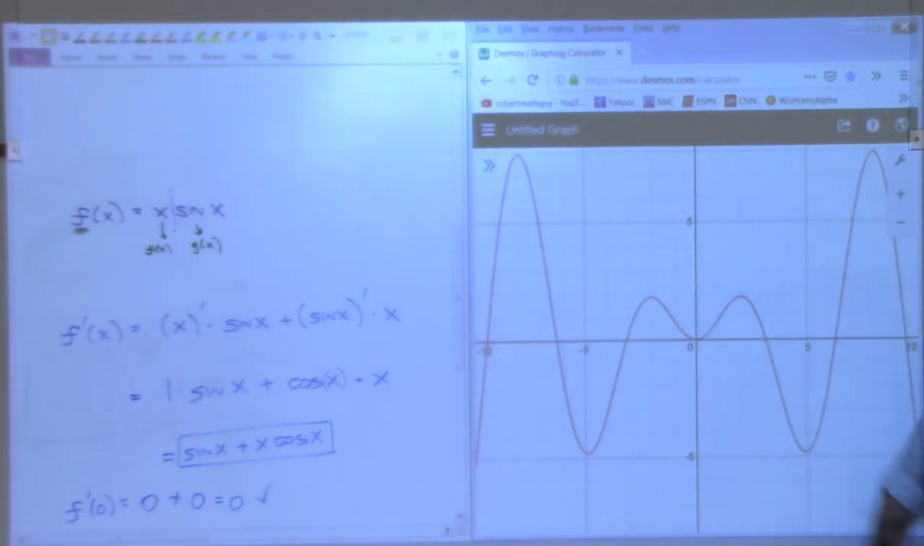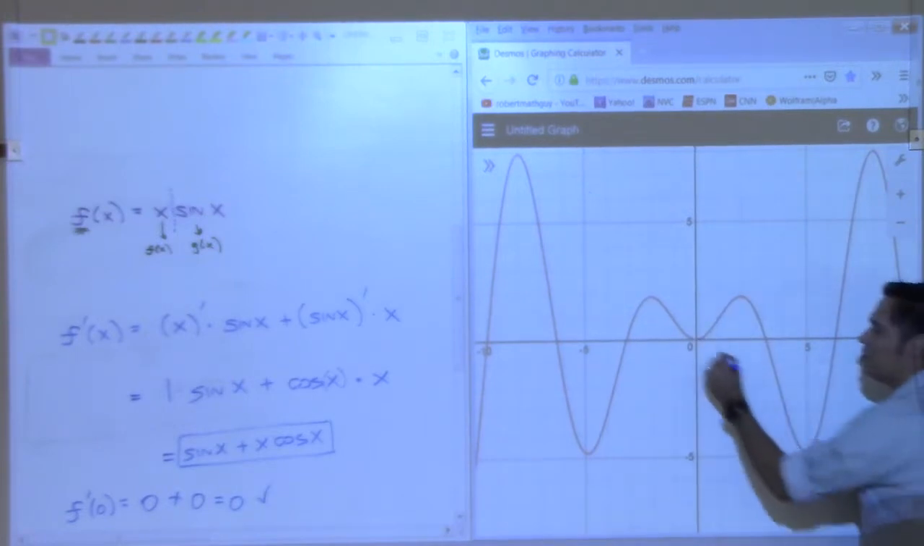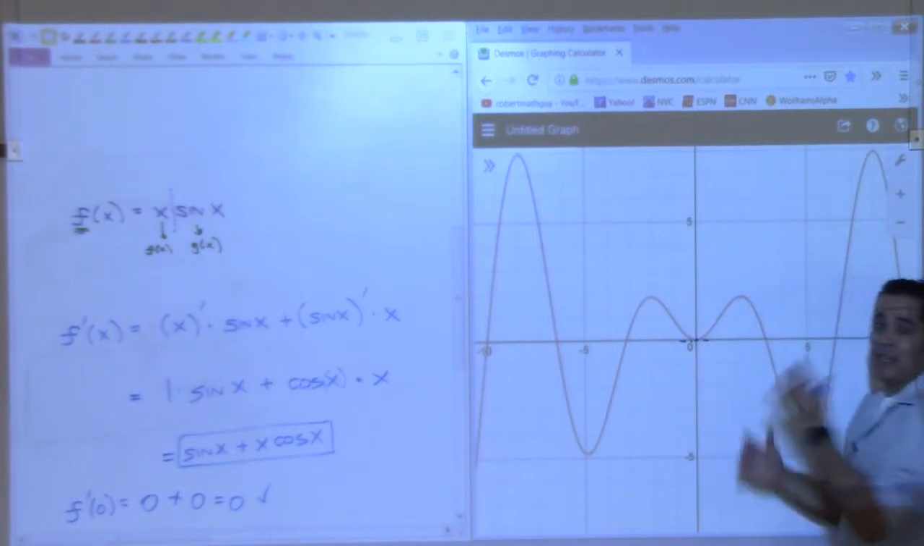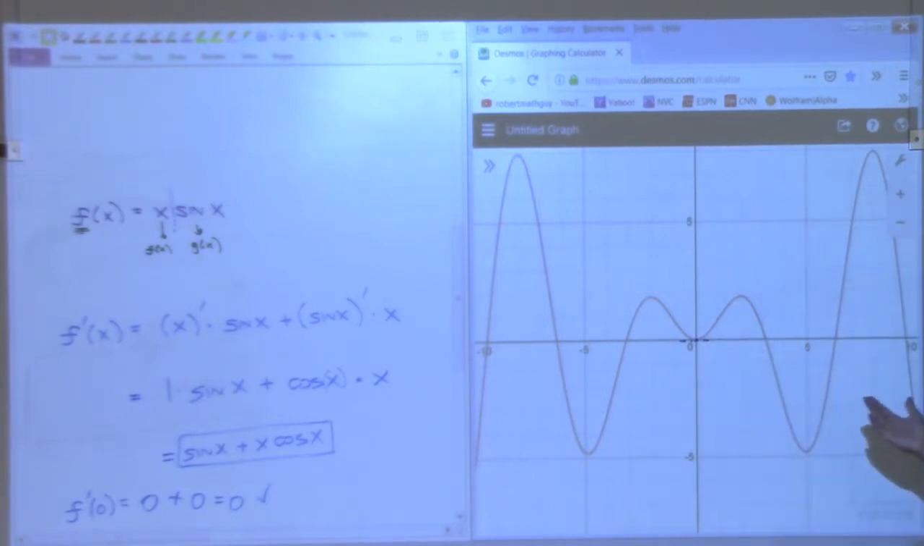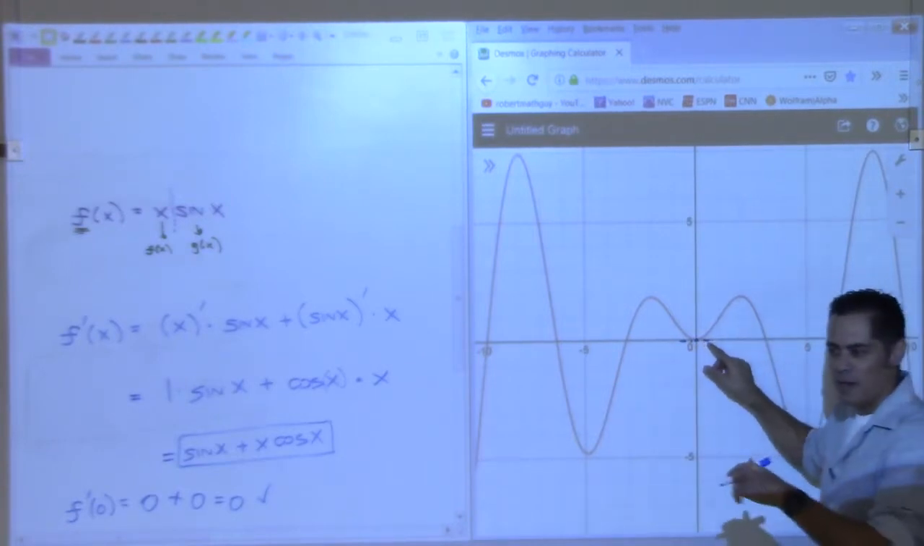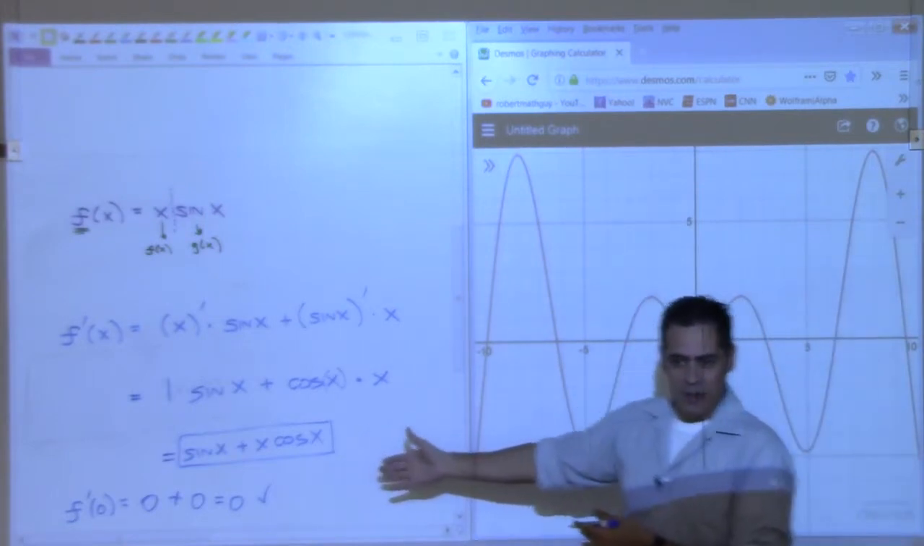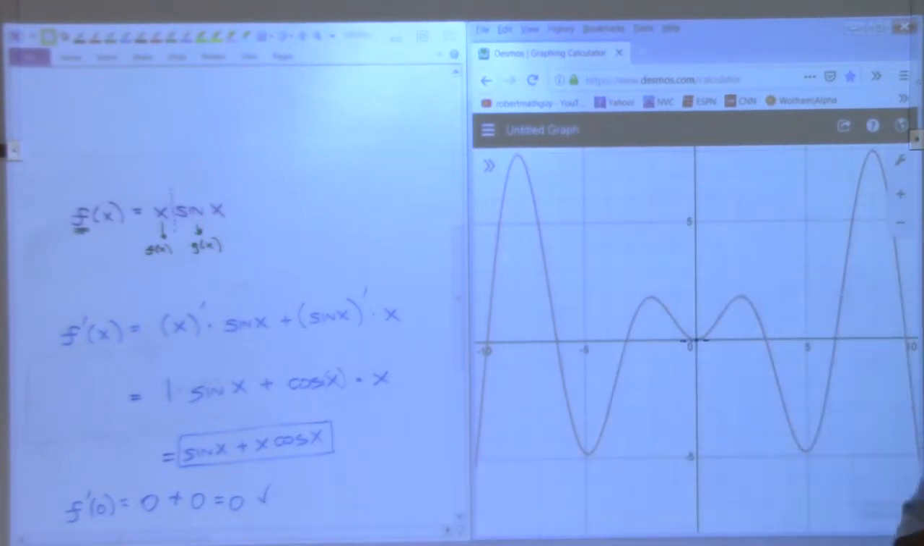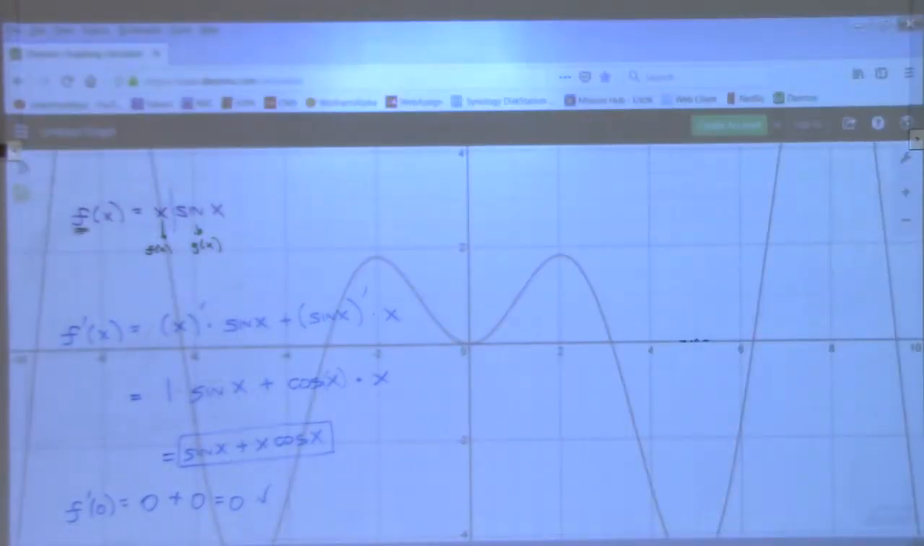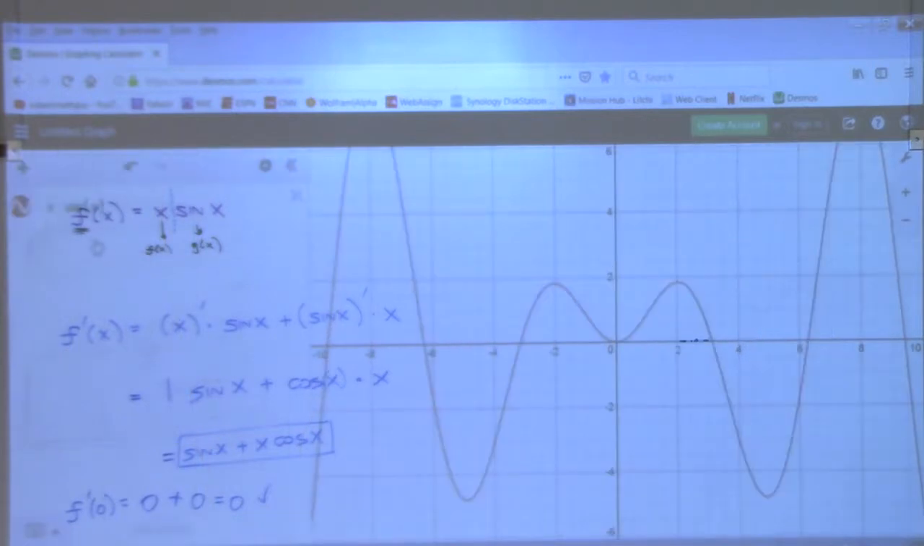Right? Now, just because it was right here doesn't mean it's right all the time. Just because it was correct for one point doesn't mean we have the right answer. We have to trust that this is right. One thing we could do is graph it. Can't we graph the derivative? Because we know there's a relationship between a function and its derivative. Sine x plus x times cosine x.